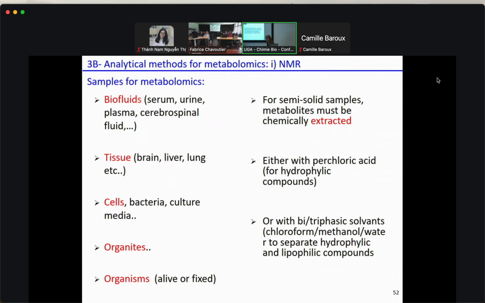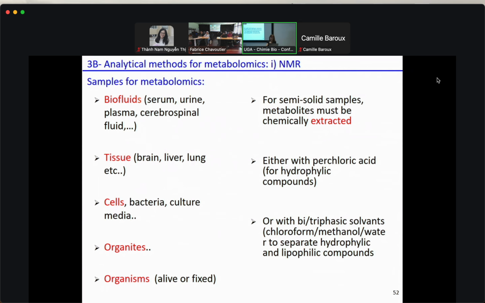So even if NMR is not a destructive method, to study a semi-solid sample it's necessary to destroy it, to extract the metabolites, which are intracellular metabolites and so on. There are a lot of methods which do not give the same result. There is a method which is very interesting and which I use at the Grenoble Institute of Neuroscience and at CEA also. This is what we call magic angle spinning NMR.